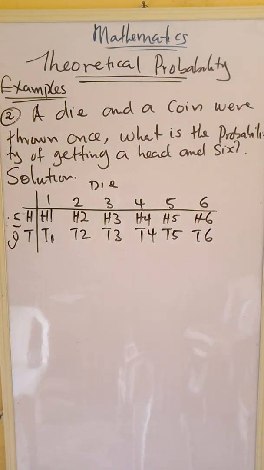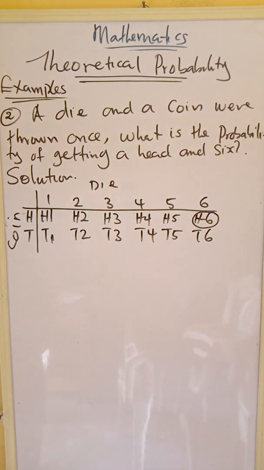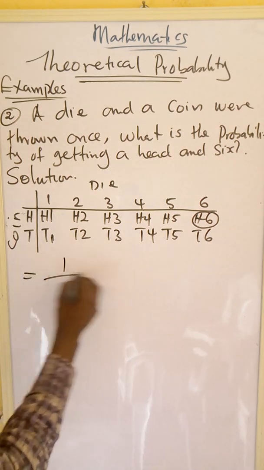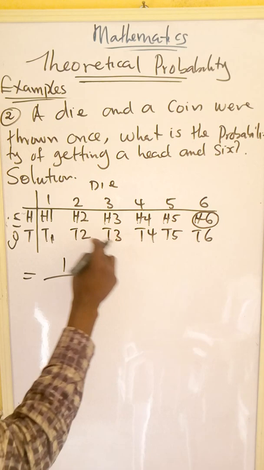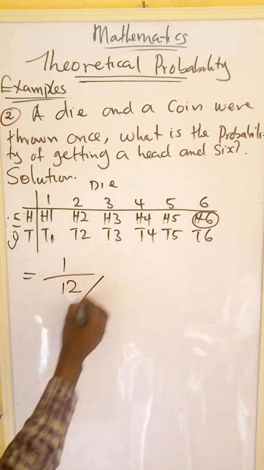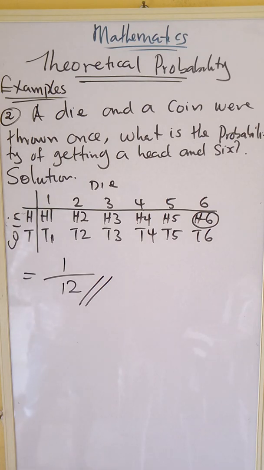And the question says, what is the probability of getting a head and a 6? A head and a 6. We circle it. So what is the number? 1 all over 12. So that is the final answer.